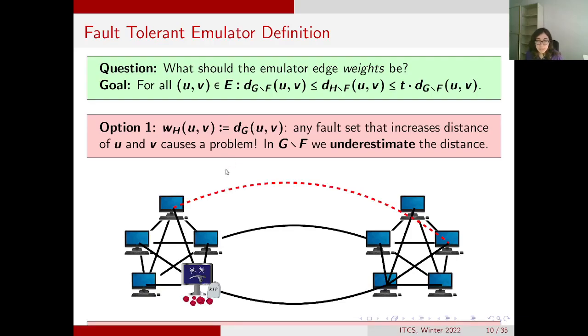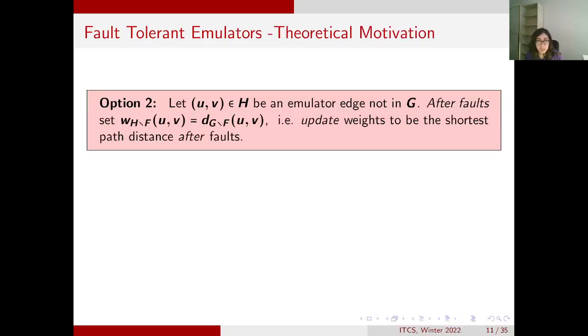Okay, so this doesn't quite work. So the other option is to basically allow for the weight to change after faults. What I mean by that is, consider a UV edge, that is an emulator edge that wasn't in G, and now consider faults at F, and we define the weight of this edge to become the distance in G minus F. So we basically update the weight after the faults happened to be the shortest path.